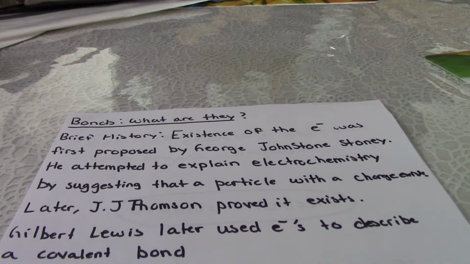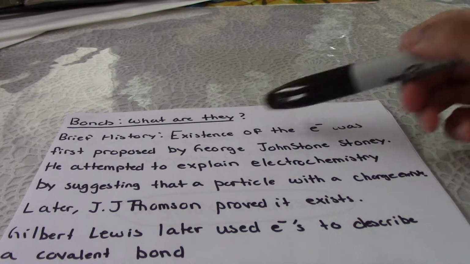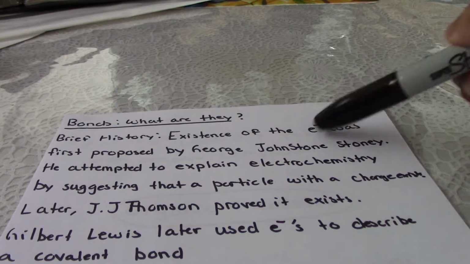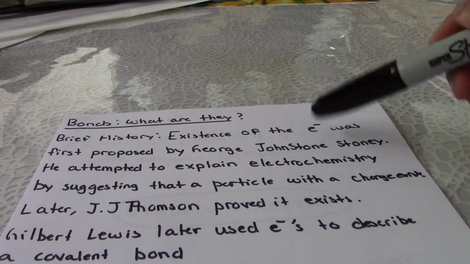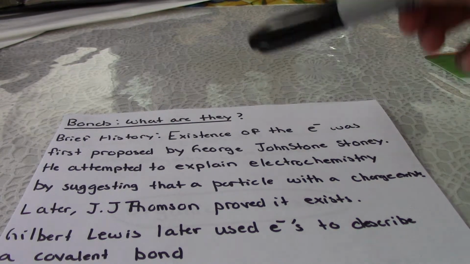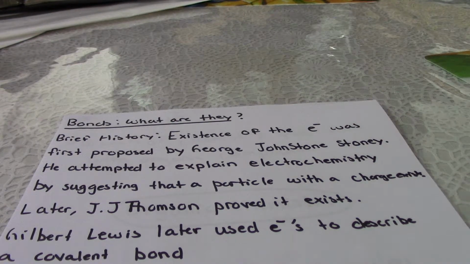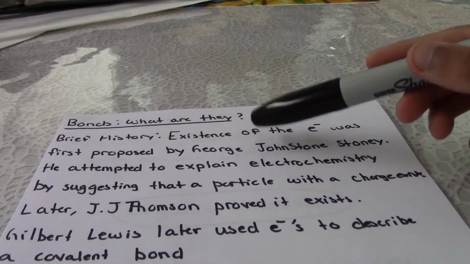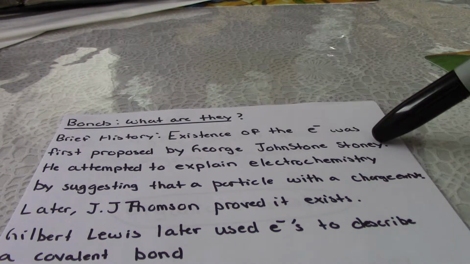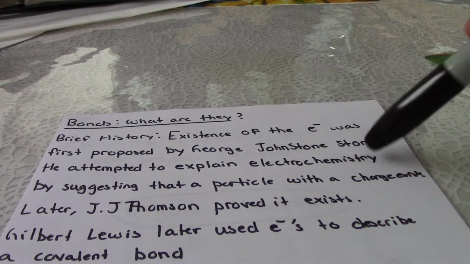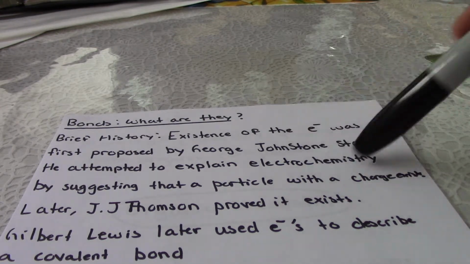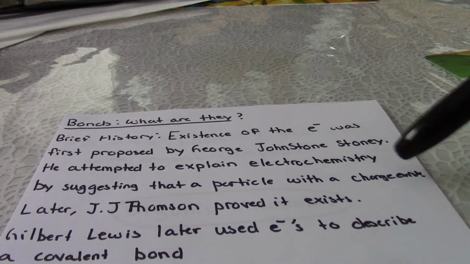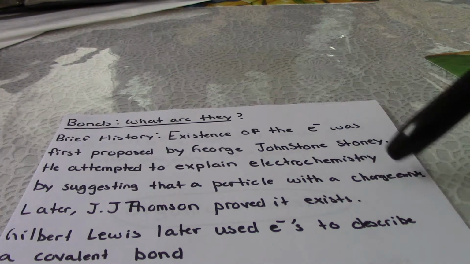So basically, we have the existence of the electron, and this e negative is my way of abbreviating an electron to save myself some room instead of writing electron out. Well, that's how I'm used to it. So the existence of the electron was first proposed by George Johnstone Stoney. He attempted to explain electrochemistry, which is another branch of chemistry, by suggesting that a particle with a charge exists, and this particle with a charge, he dubbed the name electron.